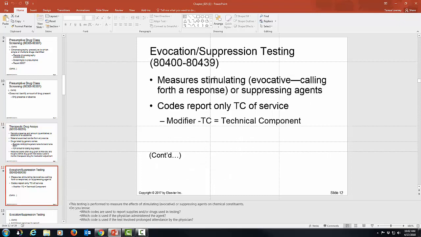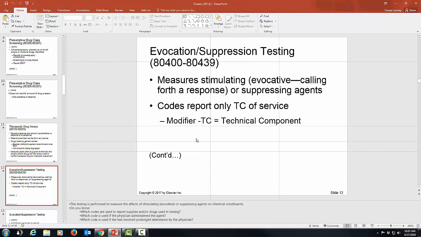Evocation and suppression testing. This measures the stimulating, the evocative effect, calling forth a response, or suppressing agents. So it's the effect on the chemical constituents. For example, 80400, the patient undergoes testing to determine whether ACTH is being produced. That's the adrenal gland. Is the patient suffering from adrenal gland insufficiency? So this test would be reported by reporting cortisol, 82533 times 2, because you have to do the before and the after.